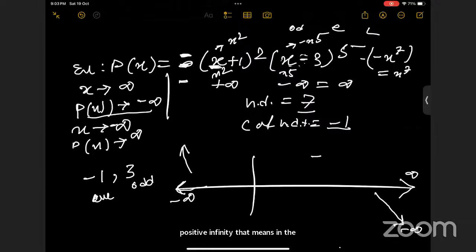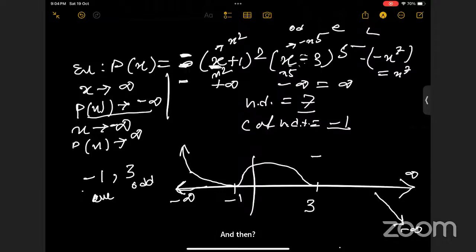Now, we have the intercepts as -1 and 3. Suppose this is our -1, this is our 3. So the degree of the factor x plus 1 is 2. That means it will just touch the axis at the point, something like that. And then it will go something like that. Clear? And this is the y-intercept. We can calculate the point if we just put 0 instead of x in the equation.